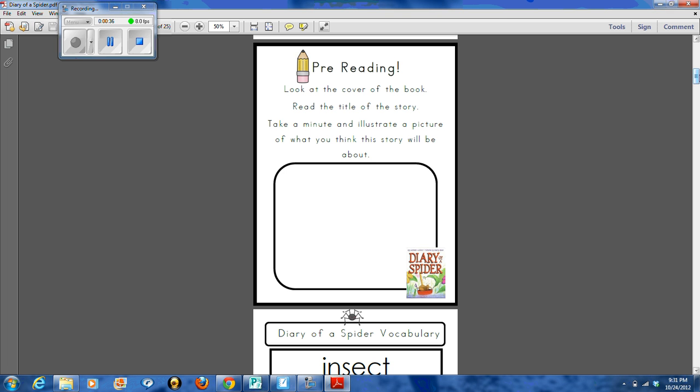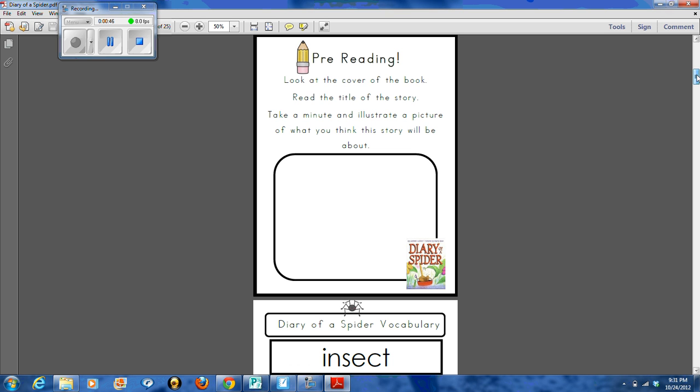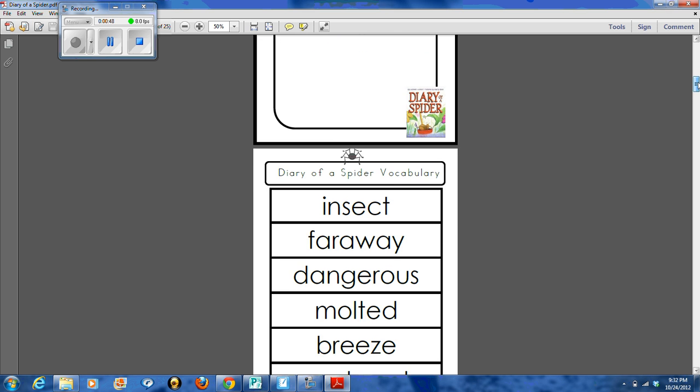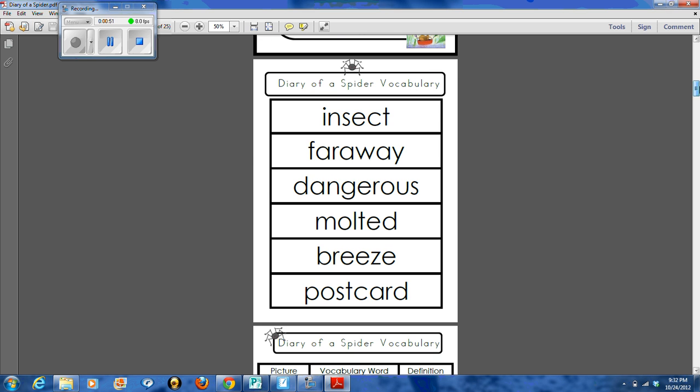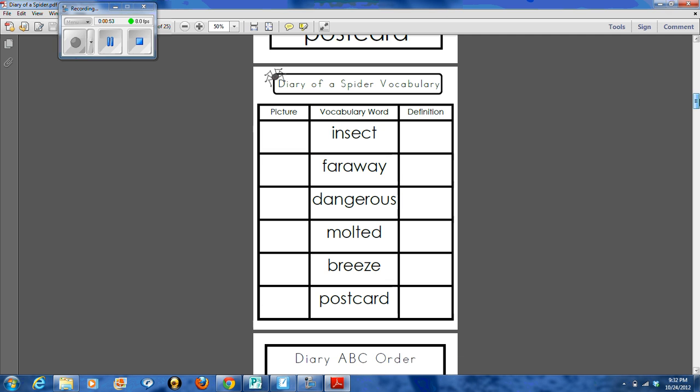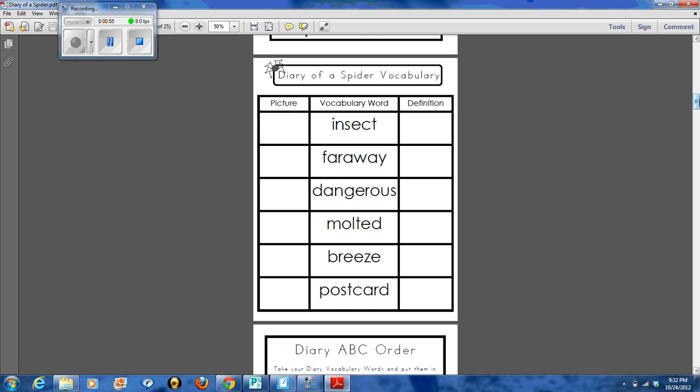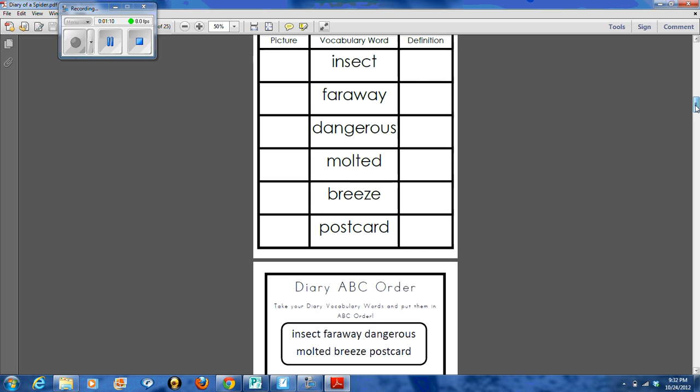Starts out with a pre-reading page where students are reading the title and looking at the illustration, and then also creating their own illustration from the visualization and predictions that they have about the book. You get the Diary of a Spider vocabulary words, and the Diary of a Spider picture definition sheet. I actually use either one of these sheets during the reading. I give my students a highlighter, and I allow them to highlight the words as we go through and read the story. So it's a great way to keep them focused.